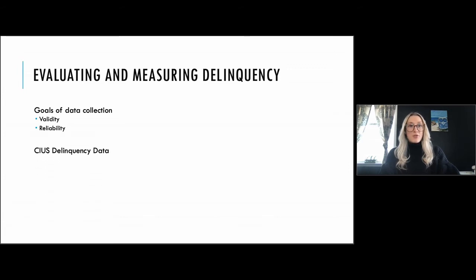The CIUS, or Crime in the United States, delinquency data shows that the total arrests involving juveniles are highest for offenses including curfew breaking, loitering, disorderly conduct, liquor law violations, drug abuse violations, vandalism, and larceny theft.